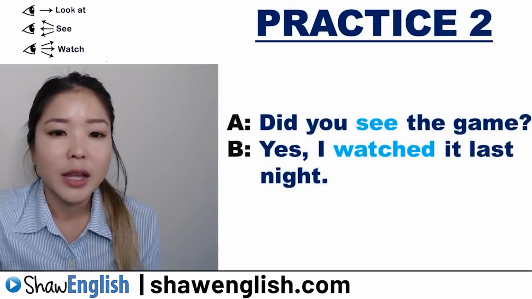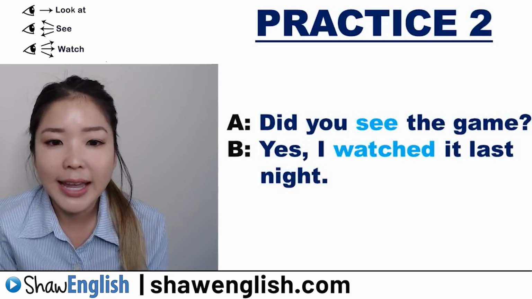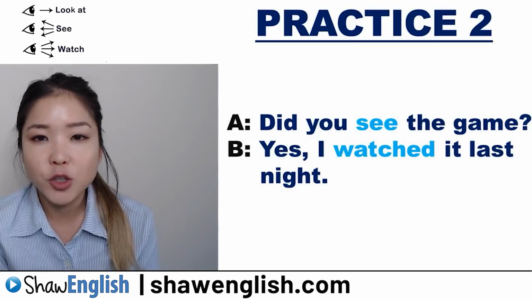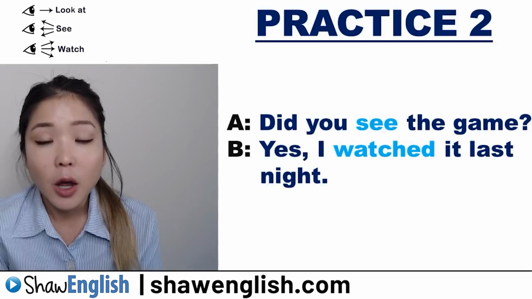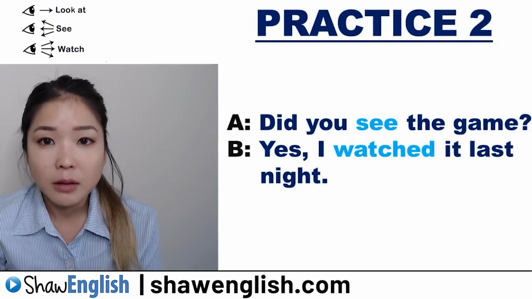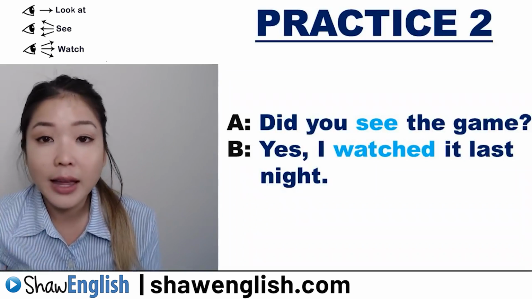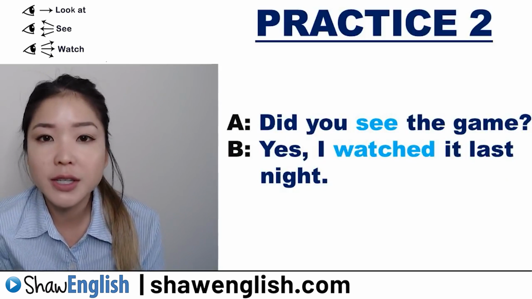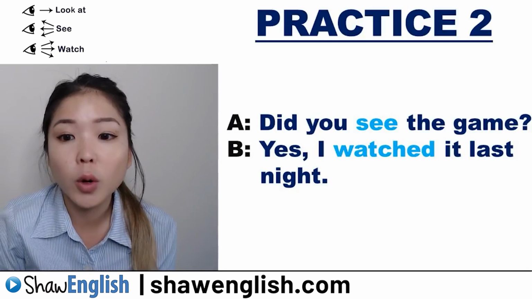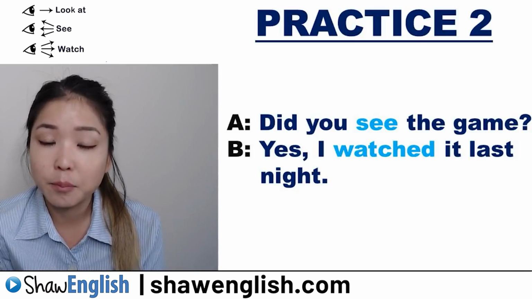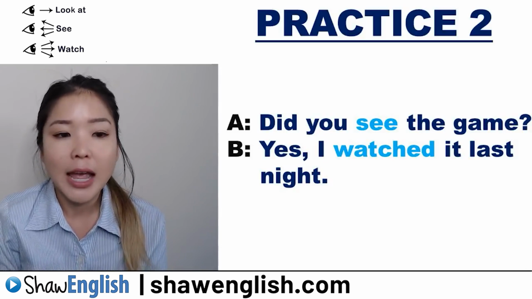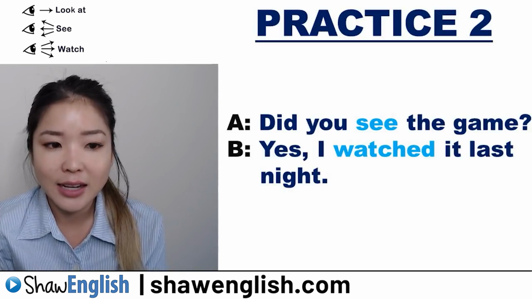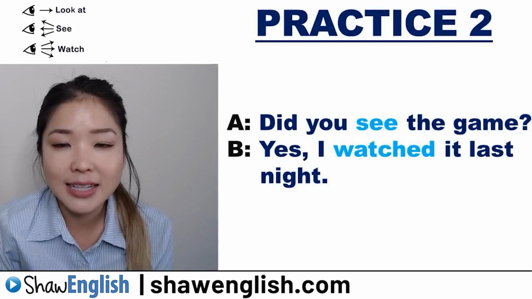All right, practice number 2. A says, did you see the game? Did you see the game? And remember, a game, usually on TV or something like that, it's something that you can say see or watch, right? So you could say, did you see the game? Or did you watch the game? Both are okay. And B says, yes, I watched it last night. I watched it last night.